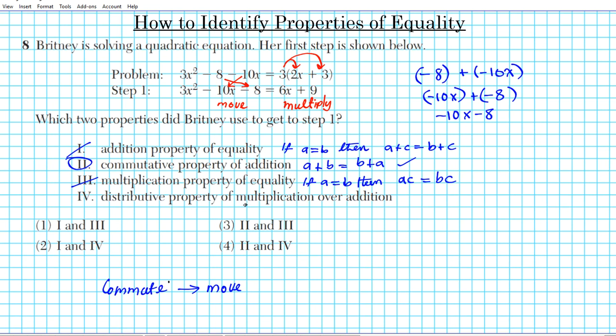Distributive property of multiplication over addition. If you take a look at what happens right here, we have a multiplication over addition. So we had the addition operation here, and 3 was multiplied across these two terms that have been added to each other. So that accounts for the difference between the problem and the step 1 on the right side of the equation. All right. So the two properties that Brittany used are properties 2 and 4. Answer to number 8 is option number 4.